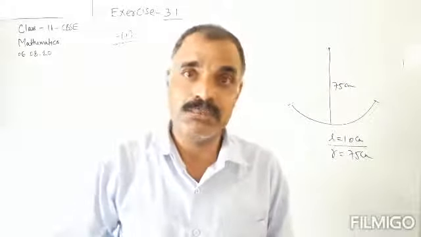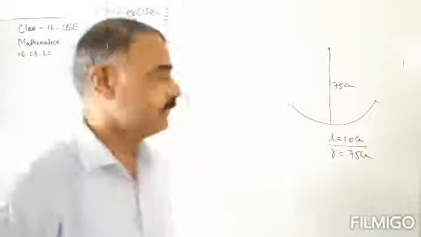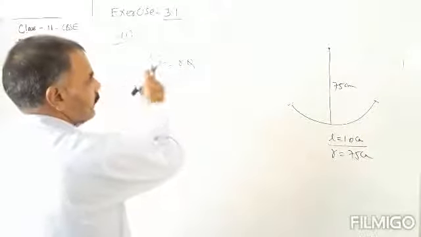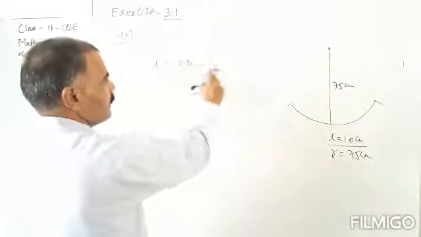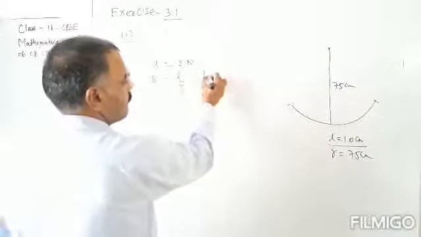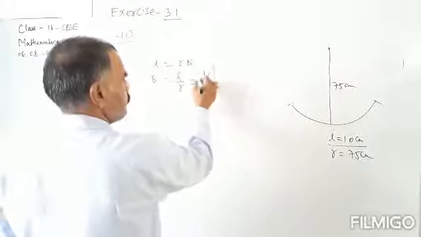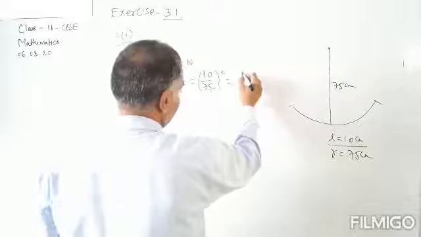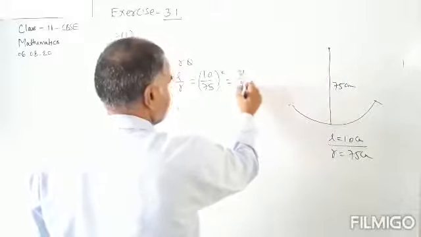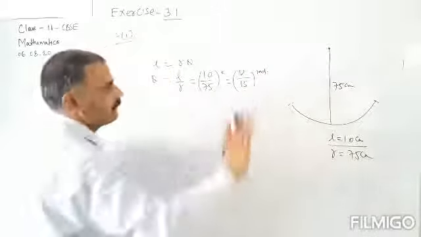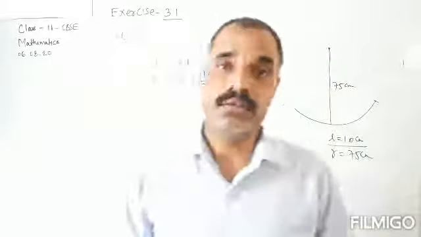It is very easy to find the radian measure of the angle. L equals r theta. We know the relationship between arc length, radius and angle at the center. So theta is equal to L upon r, that is 10 upon 75 radian. Dividing by 5, this can be written as 2 upon 15 radian. So the angle at the center is 2 upon 15 radian.